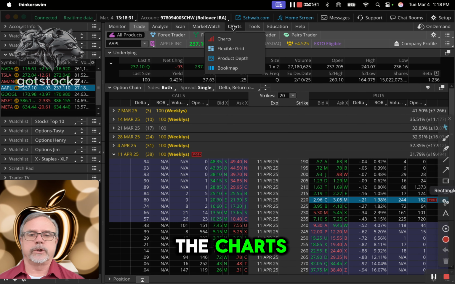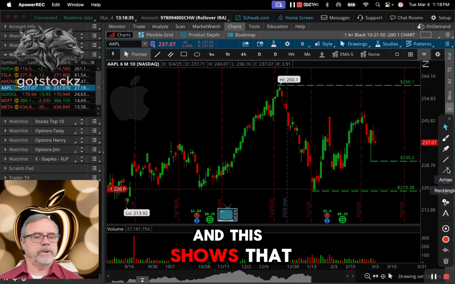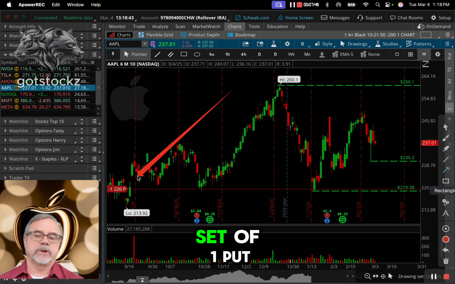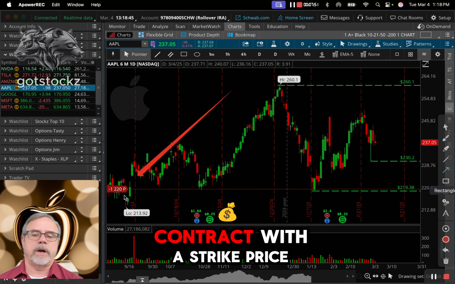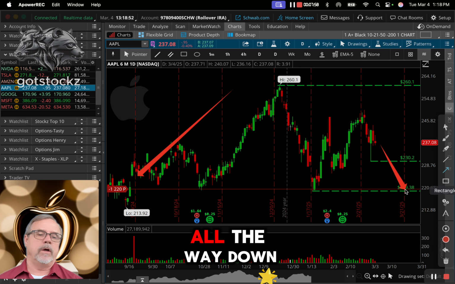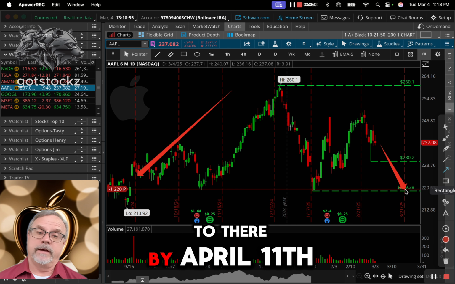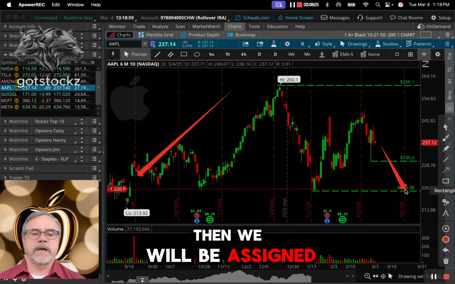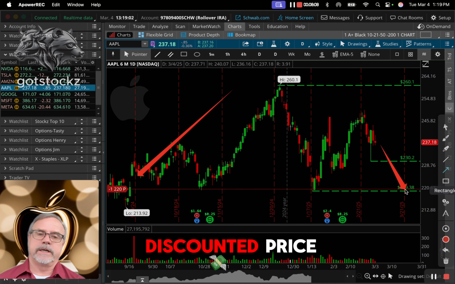We're going to go to the charts, open that up, and this shows that we have a position set for one put contract with a strike price of 220. So the stock price is going to have to retrace from here all the way down to there by April 11th. And if that happens, then we will be assigned. Then you're buying the stock at a very discounted price.